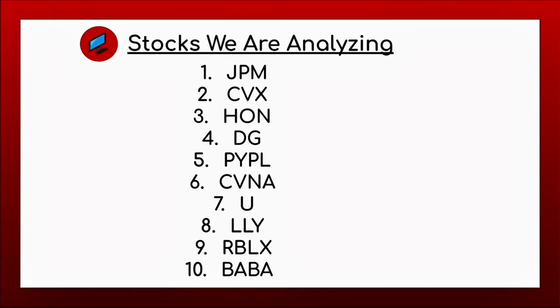Hi everyone, in this educational video we will be analyzing the charts of JP Morgan, Chevron, Honeywell, Dollar General, PayPal, Carvana, Unity, Eli Lilly, Roblox, and Alibaba in that order. This analysis is intended for educational purposes only.